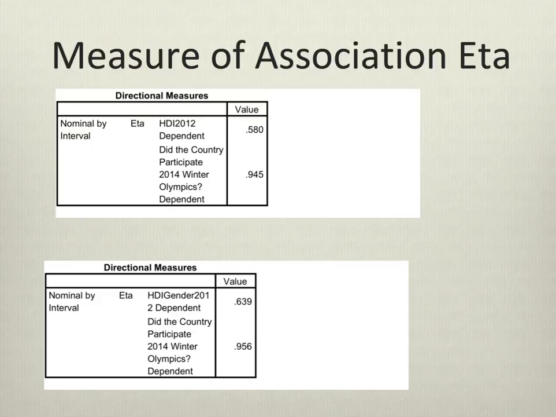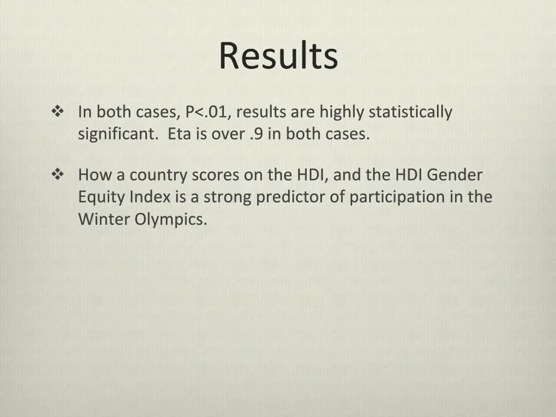This isn't surprising. The Winter Olympics require a great deal of capital to participate. Effectively, I picked an example that I knew would have a strong relationship. In both cases, I have highly statistically significant results and strong values. A country's score on the HDI and the HDI Gender Equity Index is a strong predictor of participation in the Winter Olympics. This tells me something about globalization, the effects of colonialism, and inequality today.